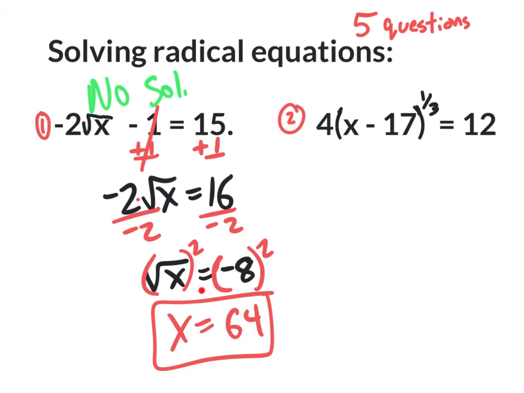I'm going to take the 64 and put it right there. The square root of 64 is 8. -2 times 8 is -16. -16 minus 1 is -17. That's not a -17. That says +15. This is wrong. 64 did not work. That's what we call an extraneous solution. So we need to conclude that there is no solution.